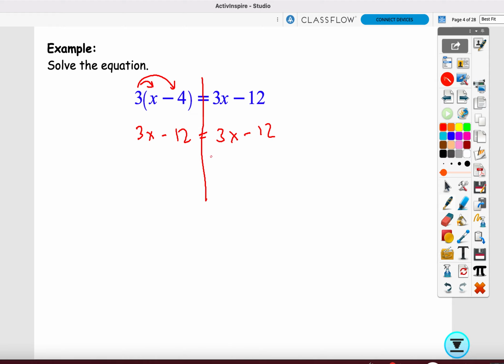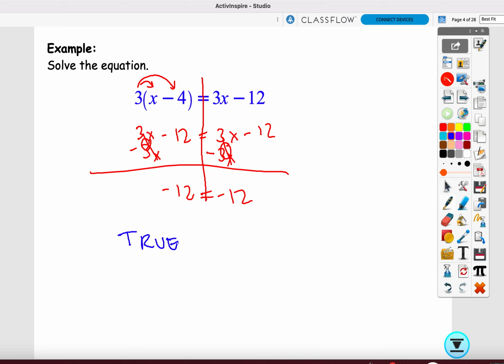Because 3 times negative 4 equals 3x minus 12. Well, notice here we're going to go ahead and subtract 3 x's on both sides. Because remember, we want to get x's on one side. We're solving an equation, so solve it. They both cancel out, but we get negative 12 equals negative 12. That's also a statement, but this one happens to be what? True. And when we get a true statement, there's no x equals a number. This is a true statement.